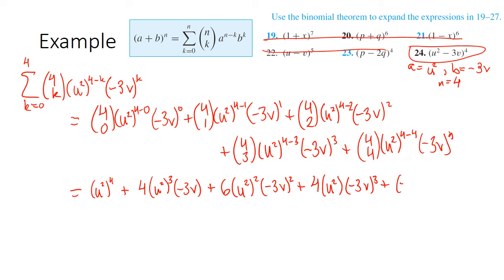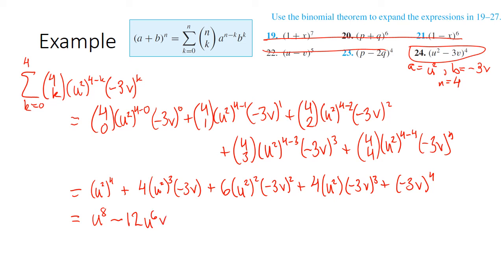So this will just be negative 3v to the 4th. Okay, so now let me simplify a little bit more. So u squared to the 4th is u to the 8th, and then negative 4 times negative 3 is negative 12, and then u squared cubed is u to the 6th, and then we have 1v.